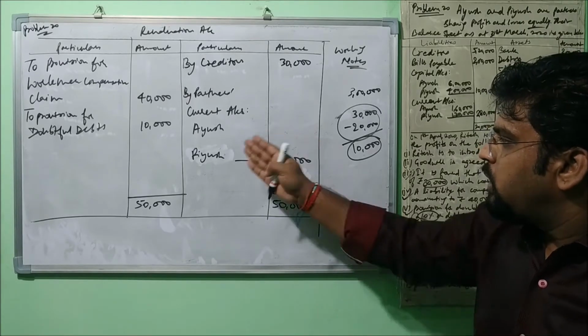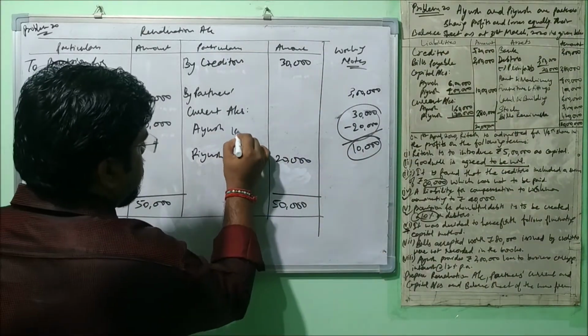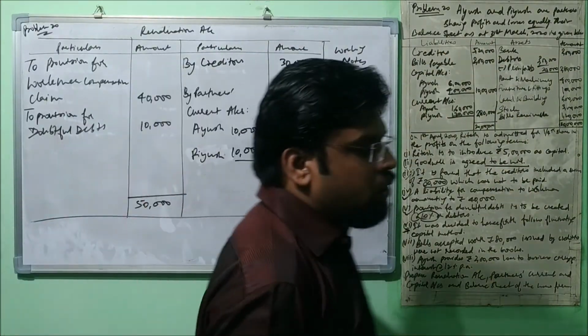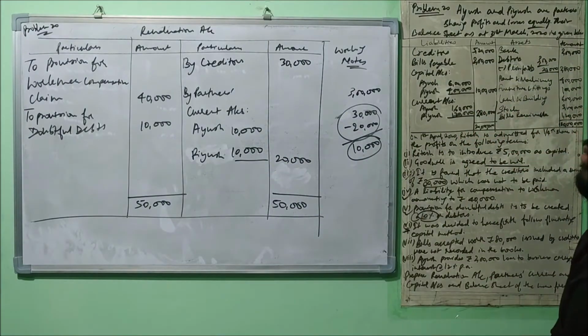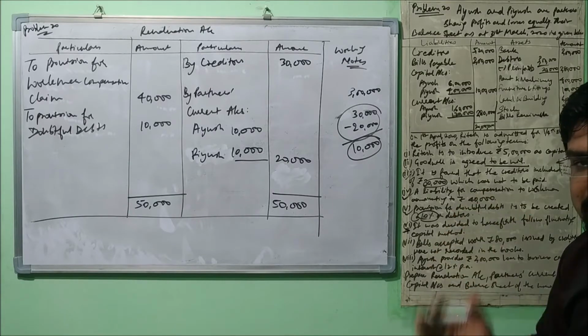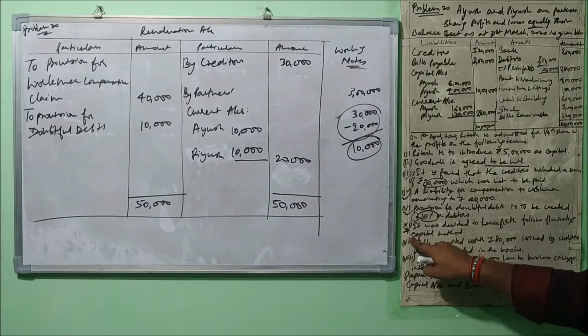Okay, so now let's divide that. They are following the equal ratio, so 10,000 each. Alright, so this is how we'll prepare the revaluation account. Now it's time to prepare the current account first. Very first we'll prepare the partners' current account, and then we'll prepare the partners' capital account, and at that point we will discuss this point as well, right?